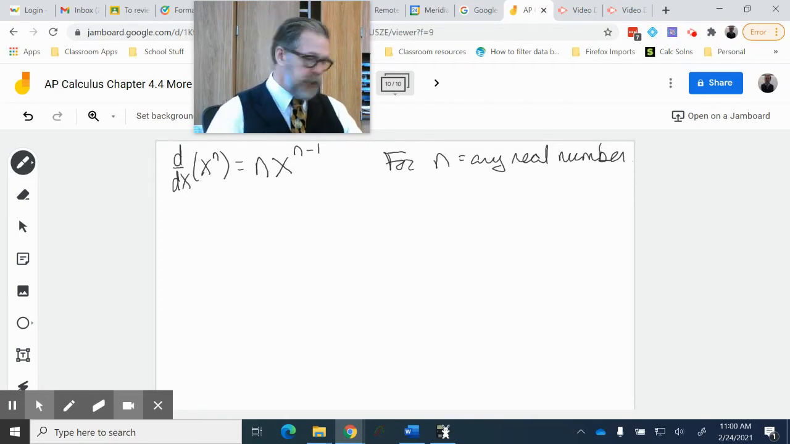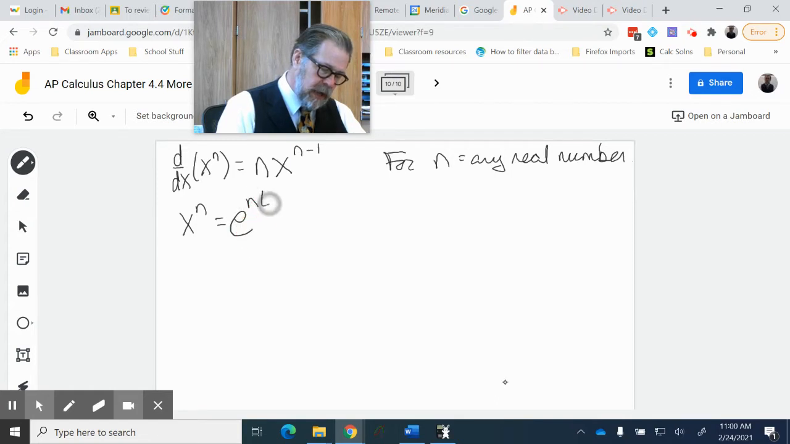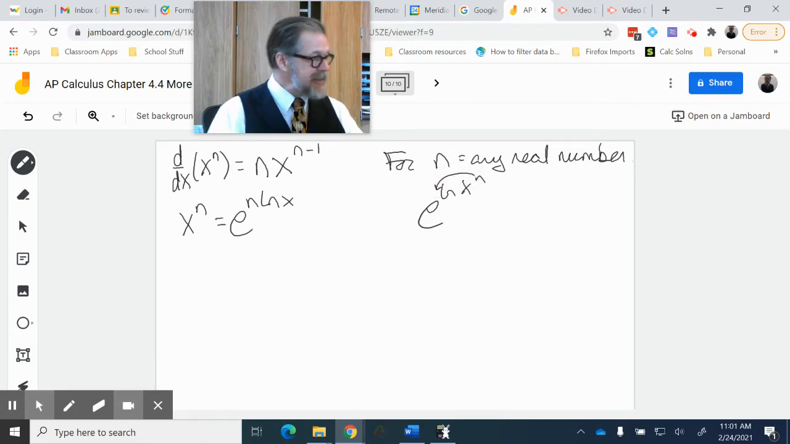So let's assume that n is any real number, and I can therefore rewrite x to the n as e to the n natural log of x. Remember, e to the natural log cancels itself out. e to the natural log of x to the n, and then I can bring the n out in front, so we get e to the n times natural log of x.